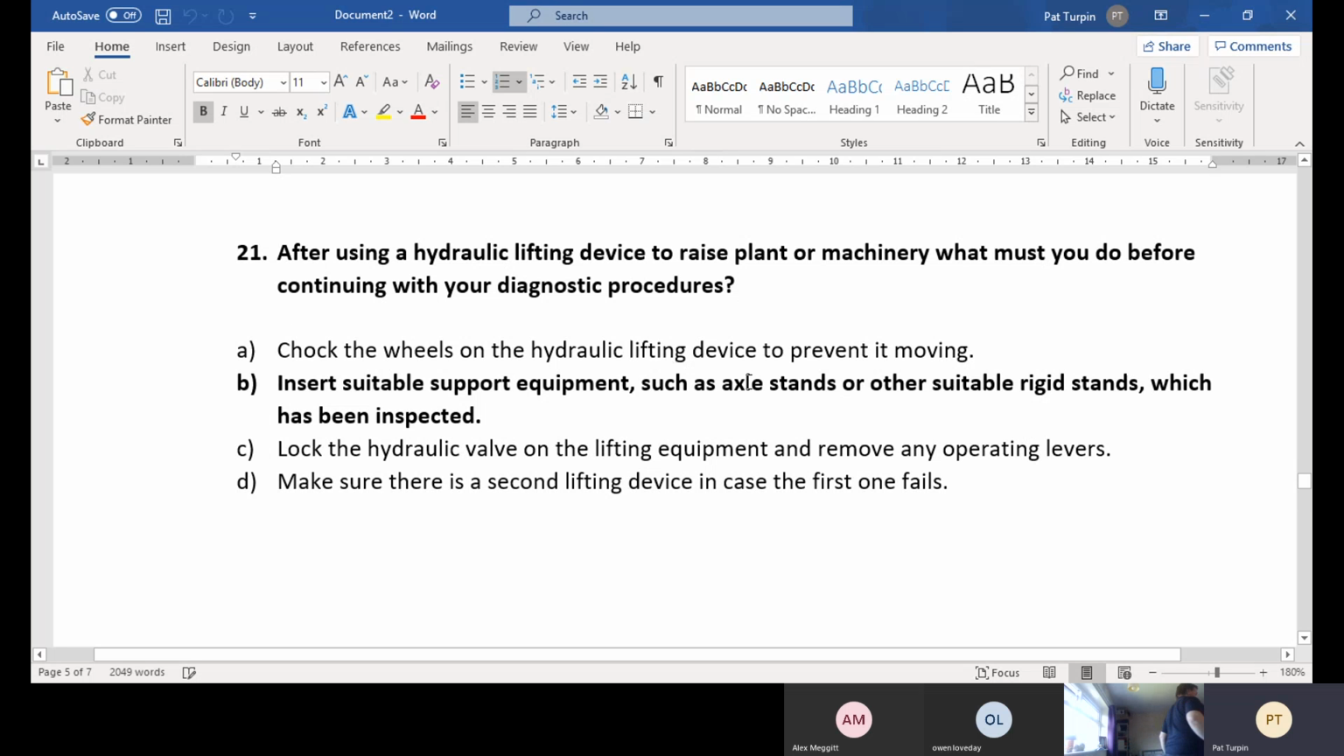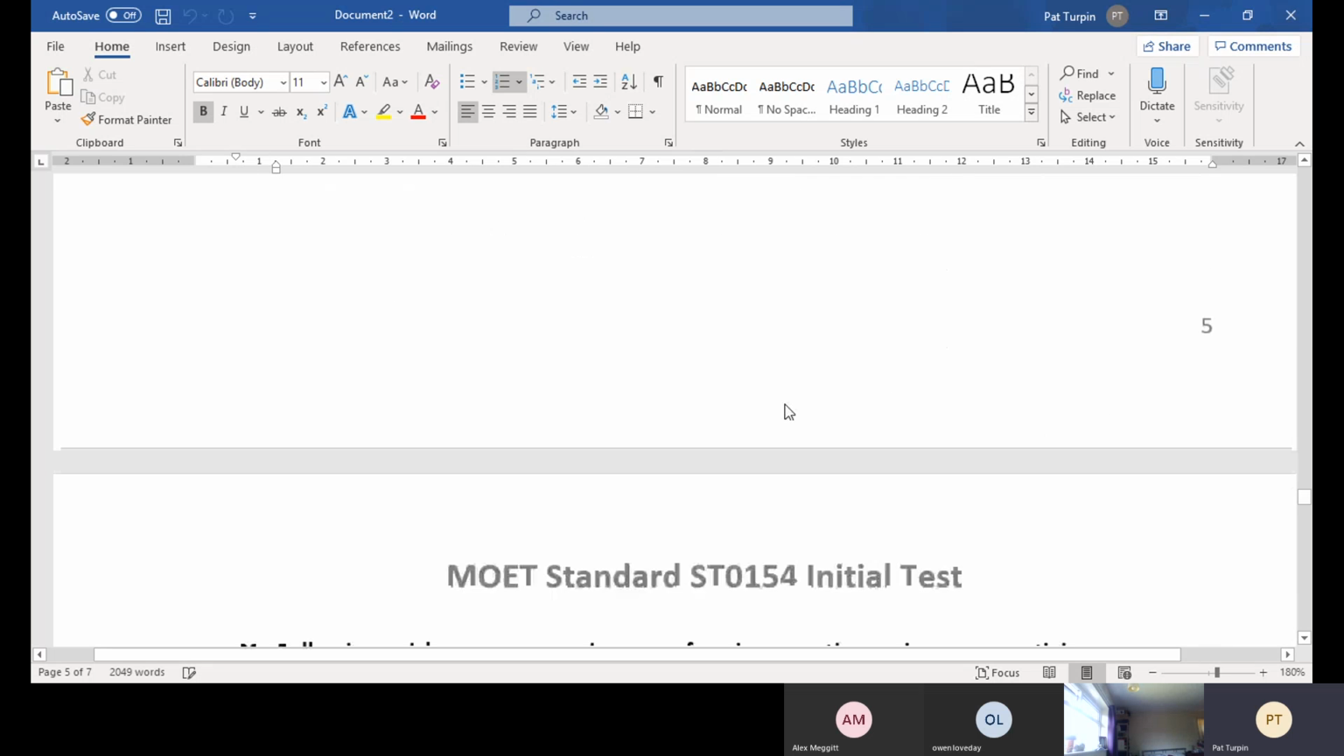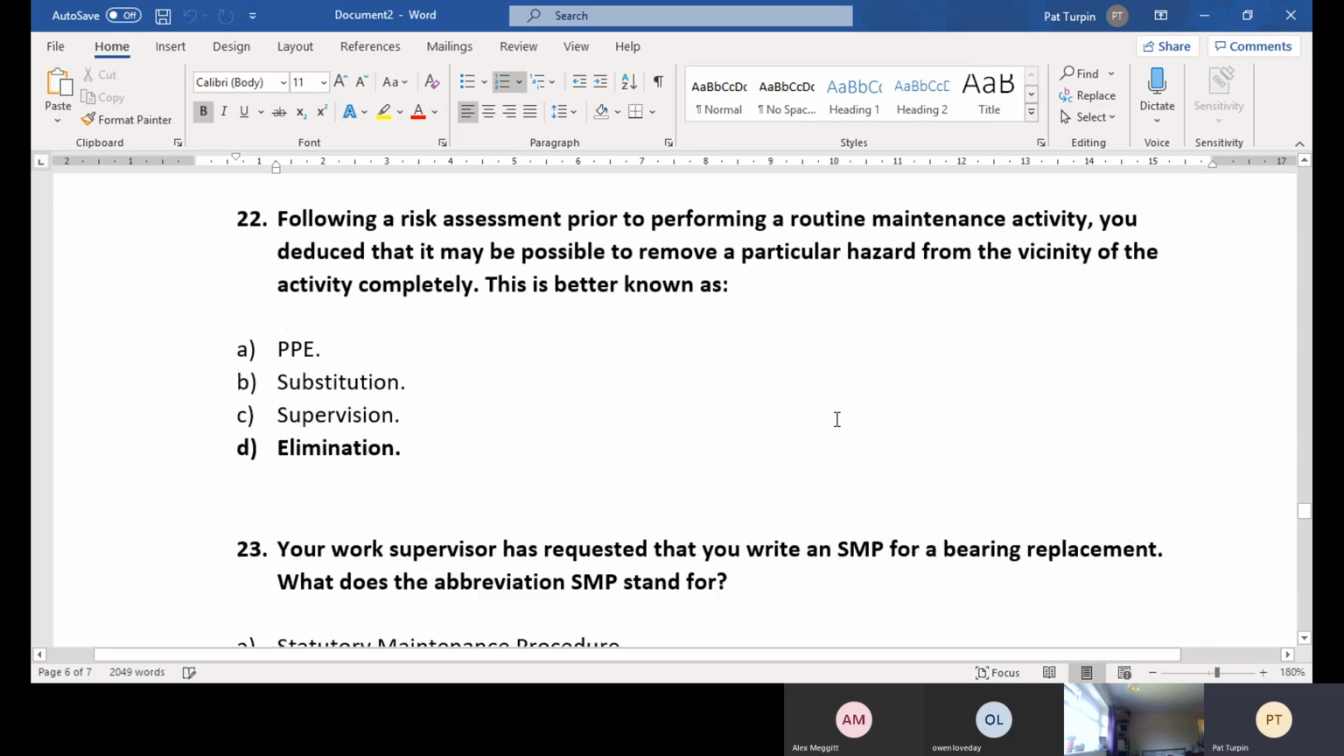Okay. Lifting device we covered, didn't we? Said we were going to block it, make sure that it can't move once we've got something there. Following a risk assessment, prior to performing a routine activity, you deduce that it may be possible to remove a potential hazard from the vicinity of the activity completely. This is better known as elimination.